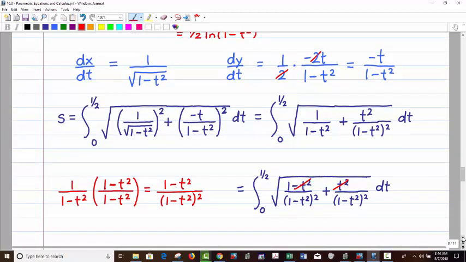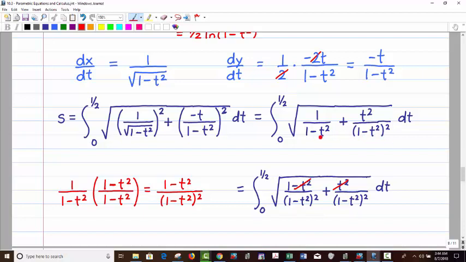So now, this looks like it's going to be ugly, but it's actually going to clean up pretty well here after a couple of algebra steps. So you take the first one here squared, now we take the second one squared. So the squaring, this one gets rid of the square root, so I have 1 over 1 minus t squared plus t squared over 1 minus t squared squared.